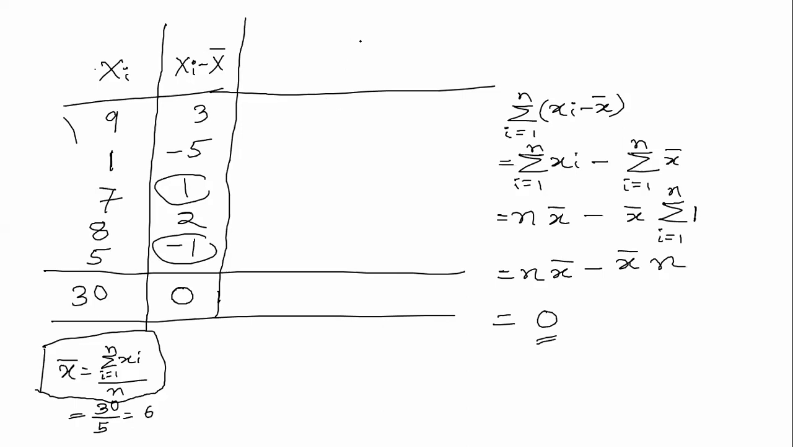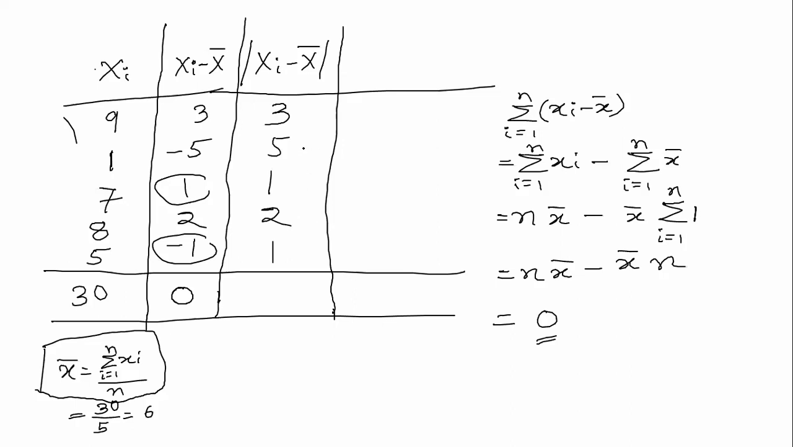So what is the remedy? What is the improvement so that there will not be any negative value? So obviously somebody will tell you to consider the absolute value of xi minus x bar. The difference between 9 and 6 is 3, between 1 and 6 is 5, between 7 and 6 is 1, between 8 and 6 is 2, and between 5 and 6 is 1. So these are the differences.